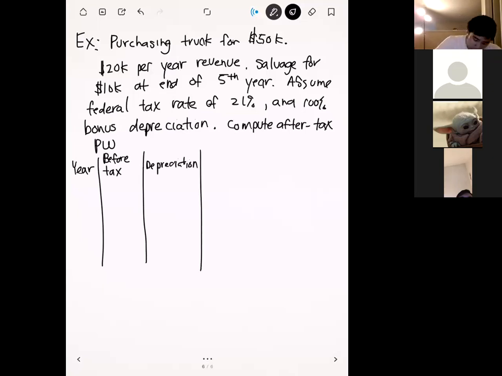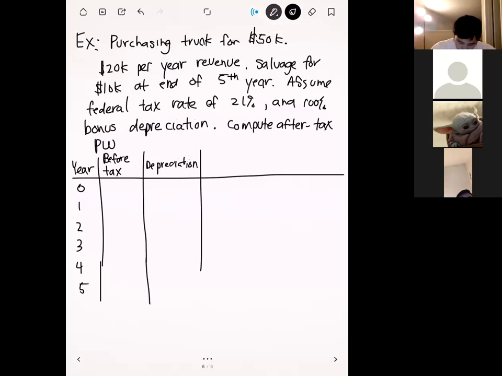And so we're going to have columns for the year, okay? And we're going to have six rows. Okay, so one for year zero, and then 1, 2, 3, 4, 5, okay? We have a column for the before tax cash flow. We have another column for depreciation, okay?